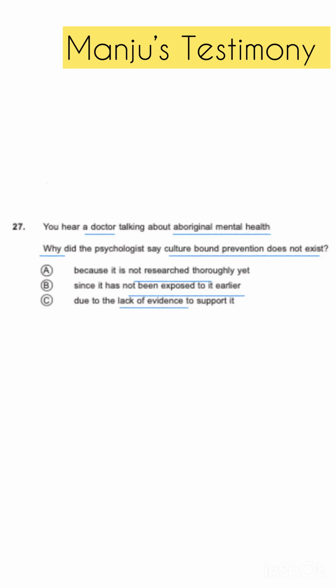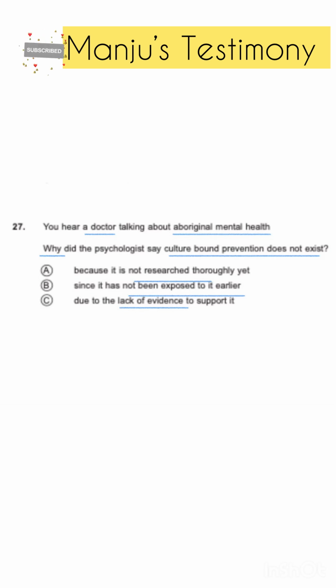So the people who are not exposed to the aboriginal health community should not be forced to believe that such kind of things exist. So we cannot blame anyone. This is because they don't have exposure to it before, since it has not been exposed to it earlier. So this is the correct option B, since it has not been exposed to it earlier. Why did the psychologist say culture bound prevention does not exist? Because it has not been exposed to it earlier. So this is the right answer. If you have any doubt, just go to the conversation again and see the options. Okay, so now let's move on to the 28th question.